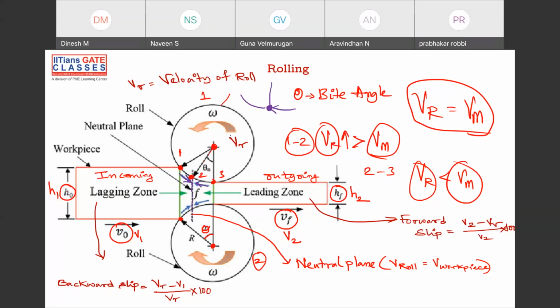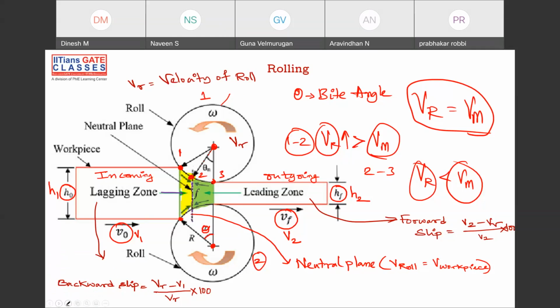Right. And that is your sticking point, in the sense the velocity of the roller is equal to the velocity of the workpiece. That is why these two zones have converted. The leading zone is this. So this is the leading zone. And the lagging zone, this is the lagging zone. In the sense, the workpiece is faster than the roller.